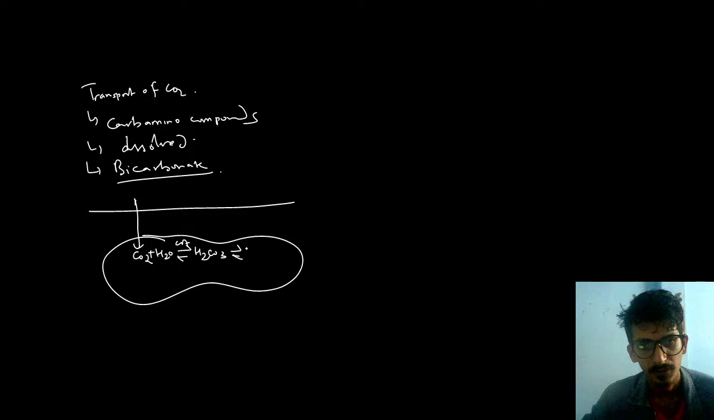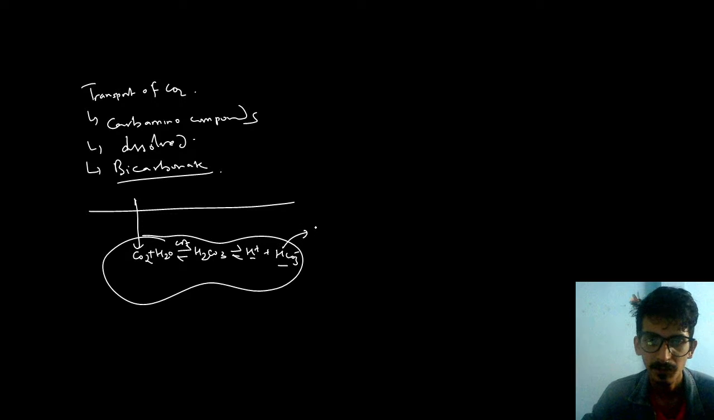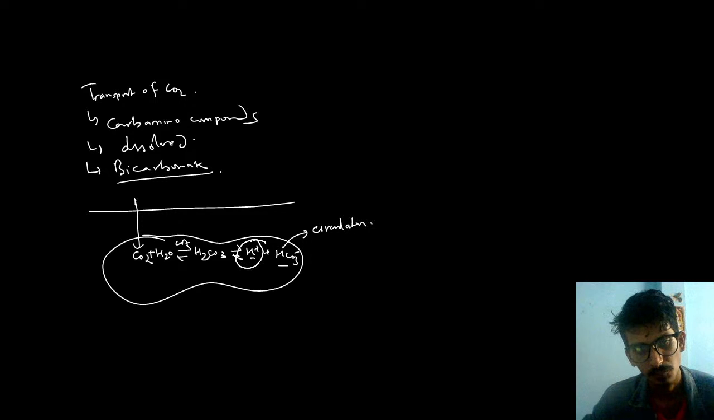This carbonic acid will be dissociated into two forms, that is H plus proton and bicarbonate. This bicarbonate will return to the circulation, and we have only the H plus form. This H plus form will be bound to the hemoglobin, and this is how the carbon dioxide is basically transported in the RBC.